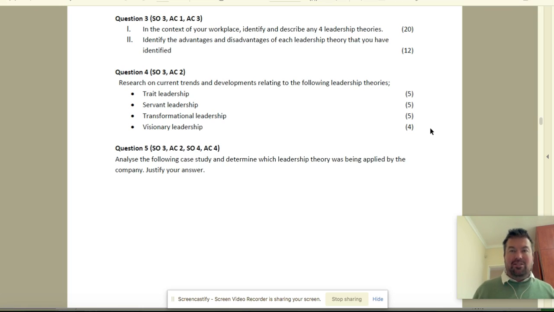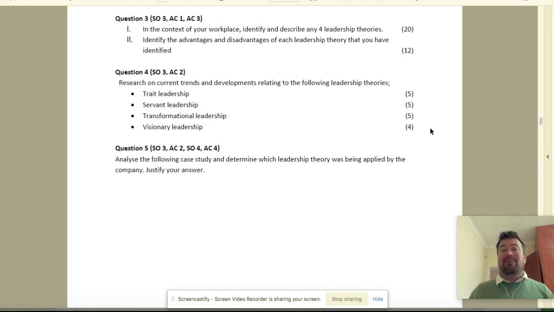Now, what I want you to do is to look at 4 of those leadership theories and how they apply to your business. So, we use trait leadership. Why do we use trait leadership? Because there are certain personality characteristics that are needed in the leadership of this business. What are they? Now, we are unpacking those 4 leadership theories within the context of our business. So, how are they applied within our business?